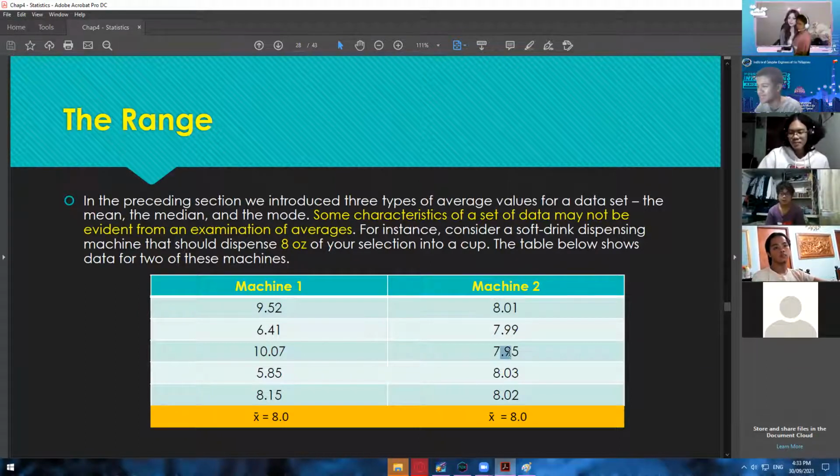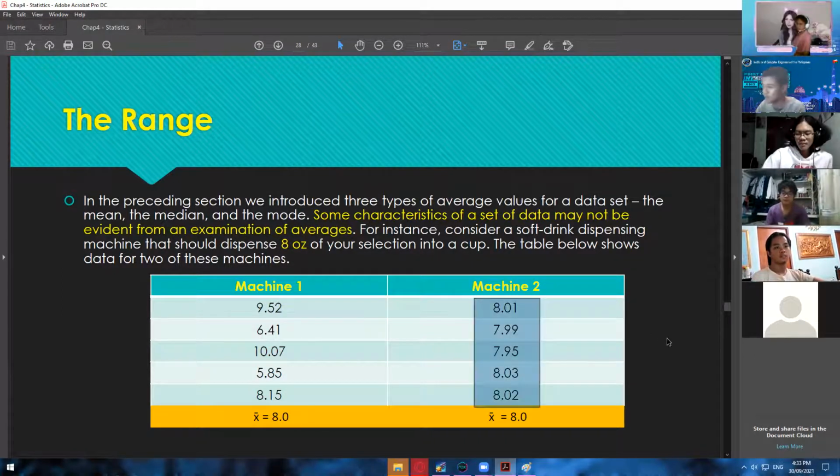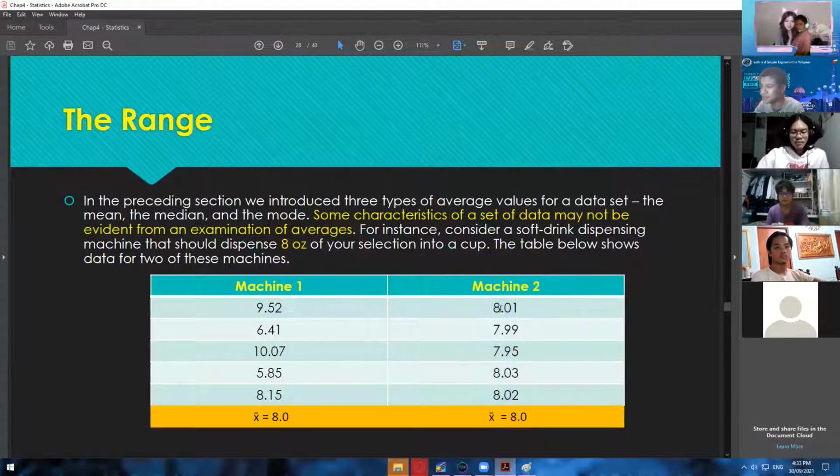And then this one is lacking 0.05. Again, it's super close. It's not that obvious. 8.03, so the customer is a little bit happier since it's more than 8 by 0.03 ounce. And then we have here 8.02 ounce. This is super close to the 8 ounce. And again, if you get the average of this one, it is still 8.0. But if you check how it dispenses per cup or per bottle, this one is the perfect machine.